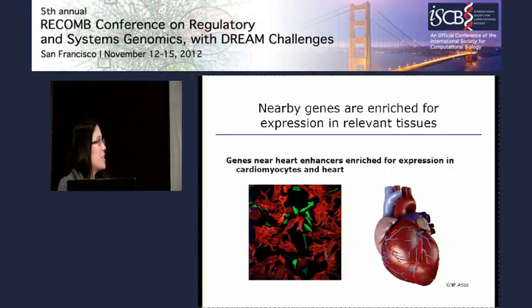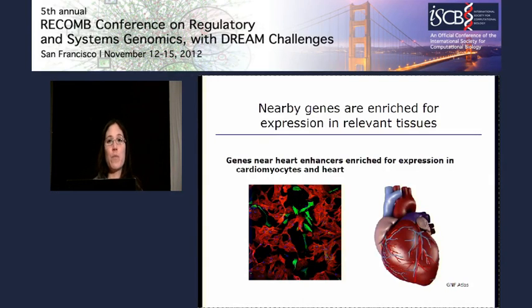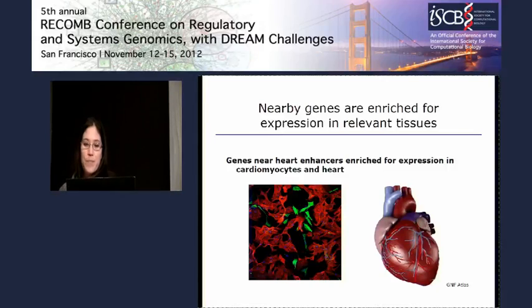So we see that the genes near heart enhancers are enriched for expression in both cardiomyocyte and heart. And we see a similar pattern when we're looking at brain. That's going to be enriched near the brain tissues, and limb near the limb tissues. And this, again, was with the GNF Atlas data.